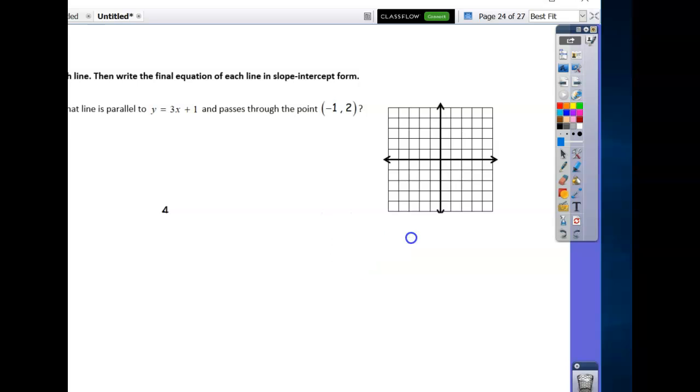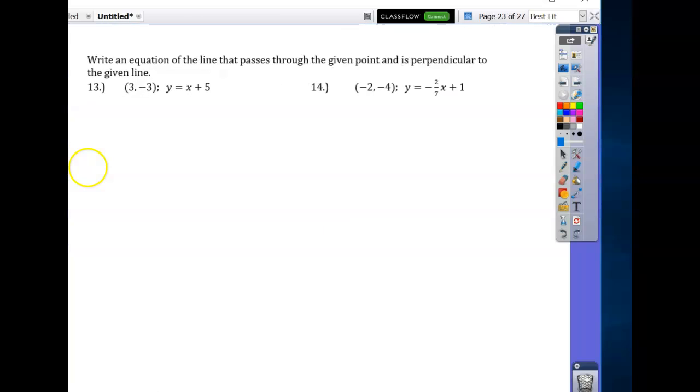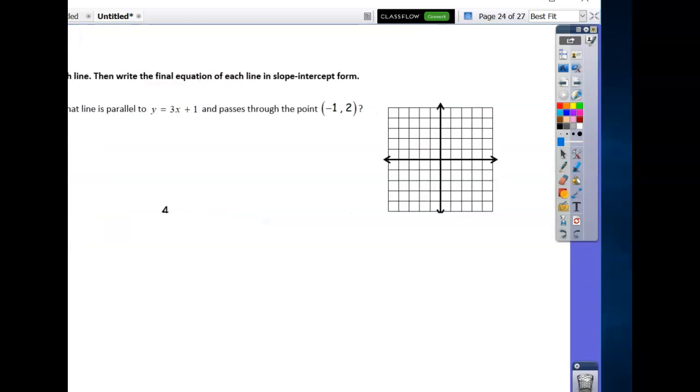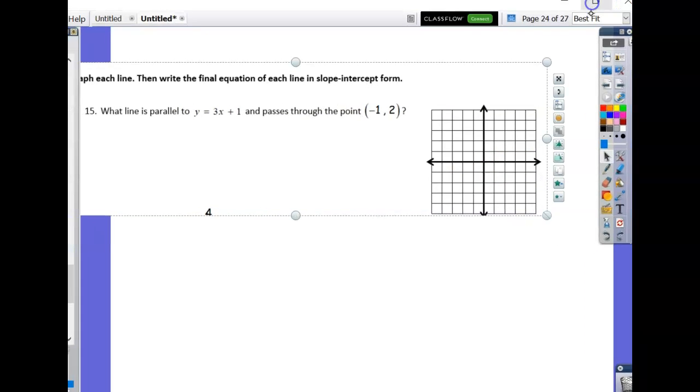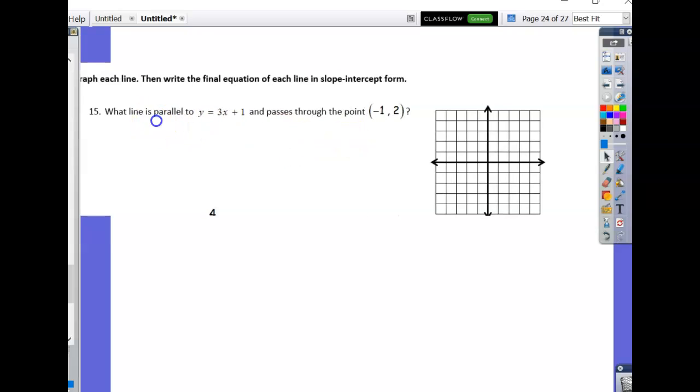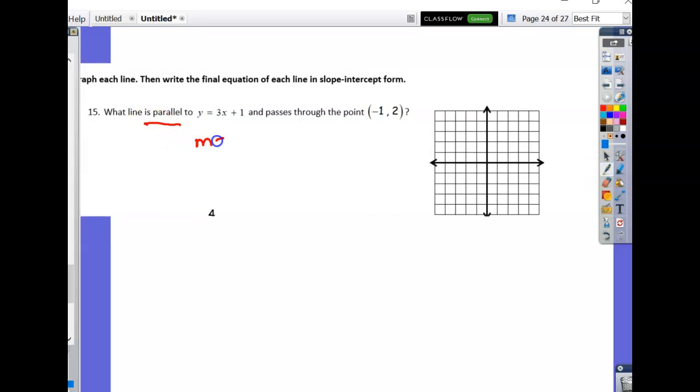It says graph each line, and write the final equation in slope-intercept form. So what line is parallel to y equals 3x plus 1? When you do these problems, you want to first identify, in this case, it's going to be parallel. So here our slope is 3, so the parallel slope is also going to be 3.